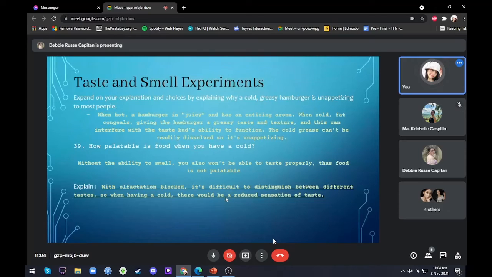Number 39. How palatable is food when you have a cold? Without the ability to smell, you also wouldn't be able to taste properly. Thus, food is not palatable. Explain. With olfactory block, it's difficult to distinguish between different tastes, so when having a cold, there would be a reduced sensation of taste.